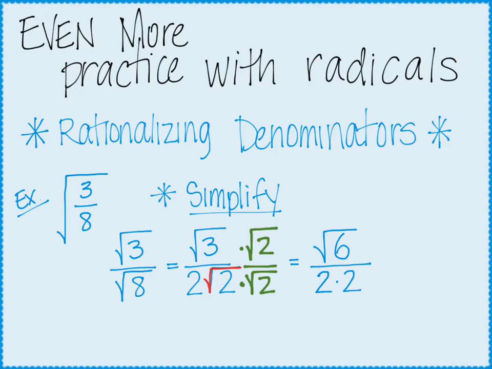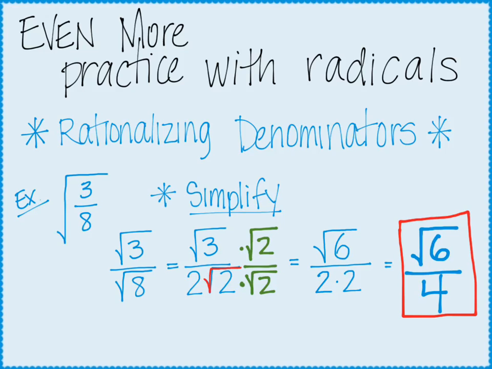And multiplying the numerator, we get square root of 6. Square root of 3 times the square root of 2 is the square root of 6. And in the denominator, we have 2, and then we have radical 2 times radical 2, which gives us 2. So we have 2 times 2 in the denominator, which gives us our final answer of the square root of 6 over 4, which does not simplify.